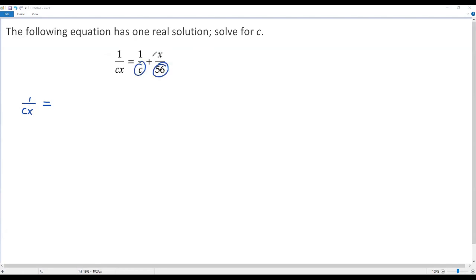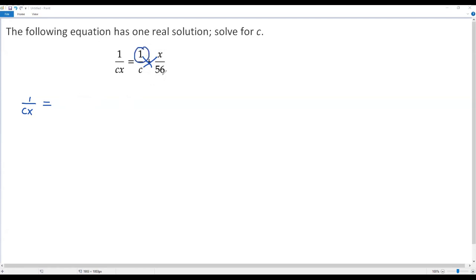Now what I'm going to do is use the cross multiplication method to add these two fractions. That is, I multiply the first numerator by the second denominator and multiply the second numerator by the first denominator. Further, we have to multiply the two denominators. So this is the cross multiplication method to subtract or add two fractions with different denominators.